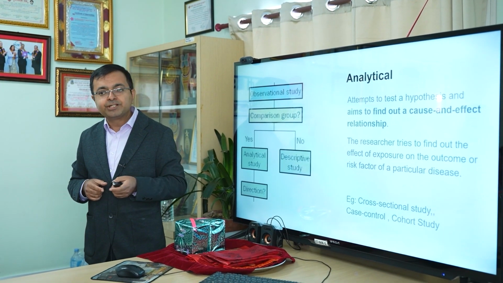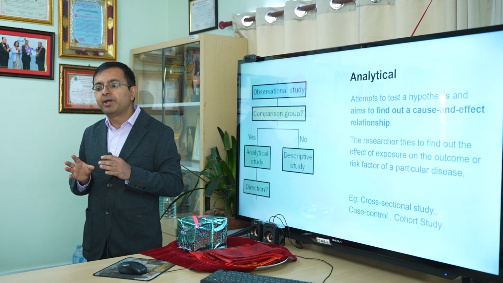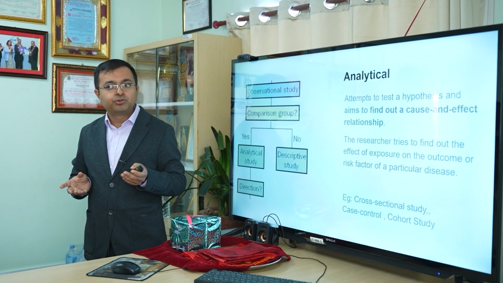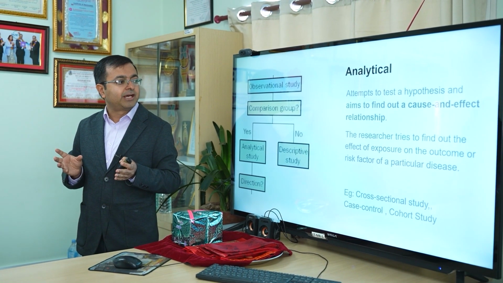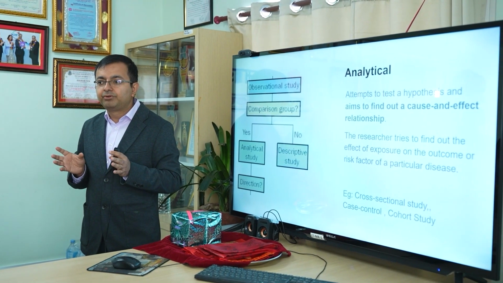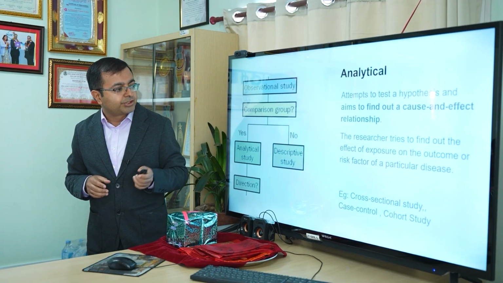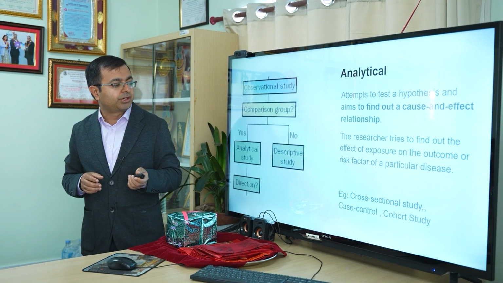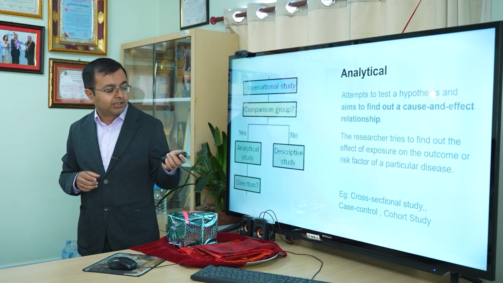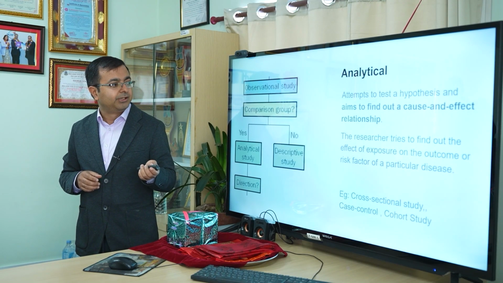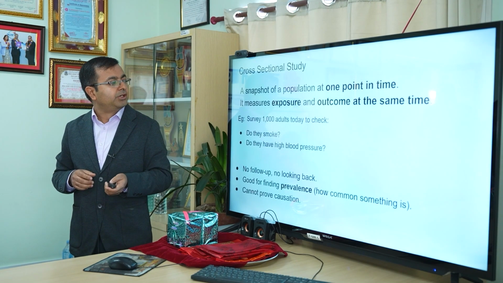Now coming to analytical, here you are only observing but doing some analysis. Why do you do analysis? To find a cause and effect relationship, to explore whether there is any cause-effect relationship. The researcher tries to find out the effect of exposure on the outcome. This type of study includes cross-sectional study, case control and cohort study. I will be talking about this.